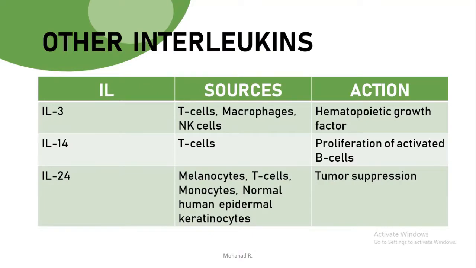Here is a table for other interleukins. Interleukin 3 from T cells, macrophages, and natural killer cells. It is a hematopoietic growth factor. Interleukin 14 from T cells. It plays a role in proliferation of activated B cells. And interleukin 24 from melanocytes, T cells, monocytes, and normal human keratinocytes. It has a role in tumor suppression.